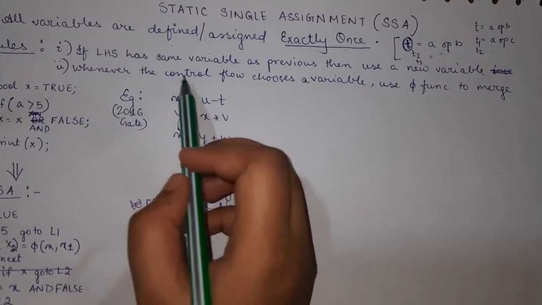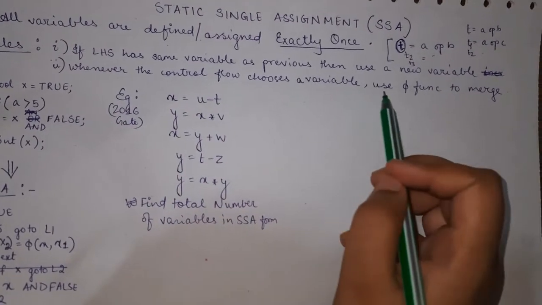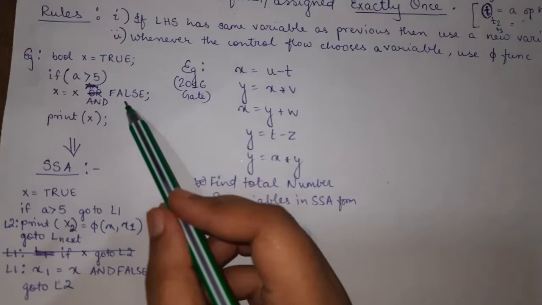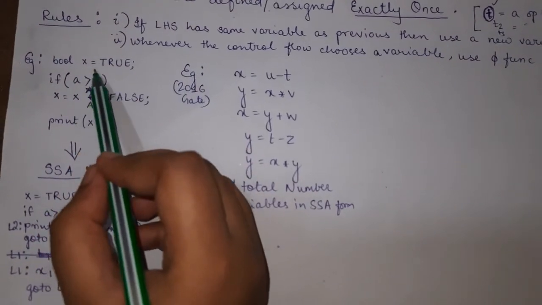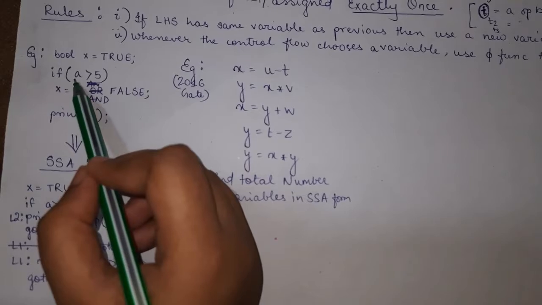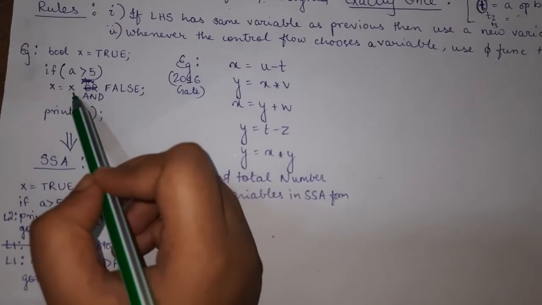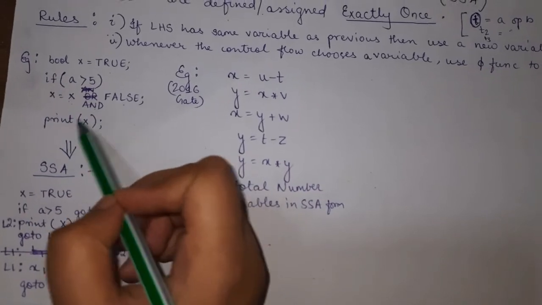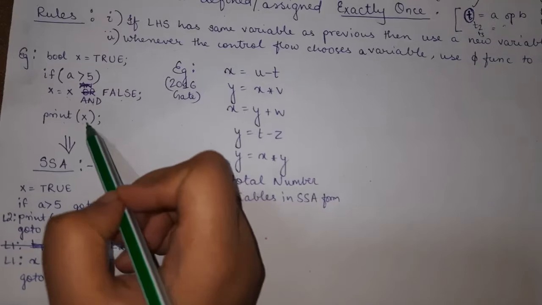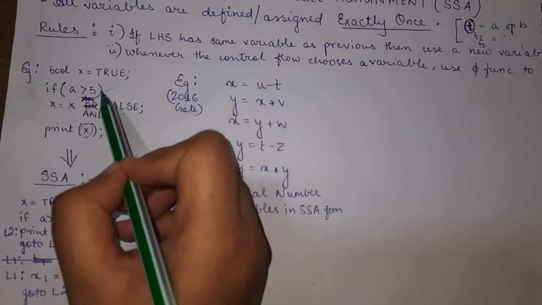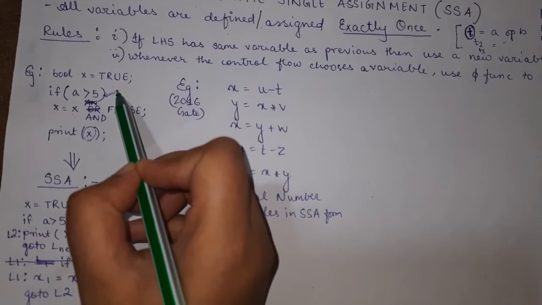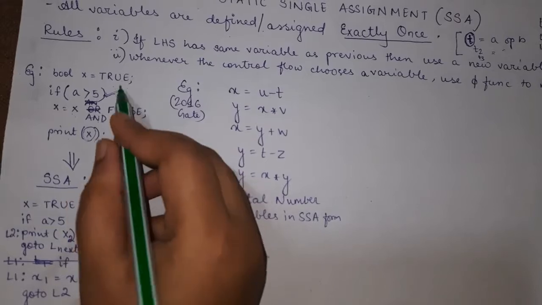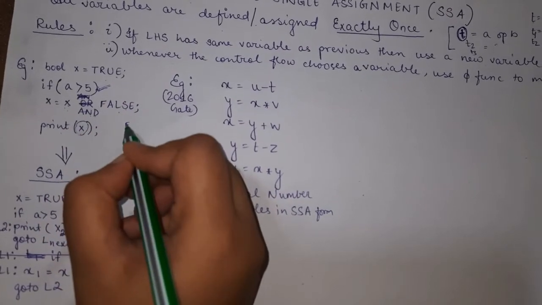Whenever the control flow chooses a variable, use the phi function to merge. For this we need to see an example. Suppose a boolean x is true. Now if a is greater than 5, x equals the previous value of x and false, then print x. So here x value depends on this. If this condition is true, then we AND with false, and ultimately x value will become false because true and false is false.